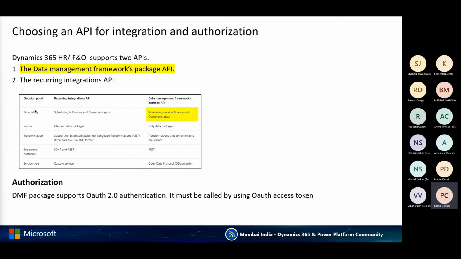And then we have the authorization for the DMF package. It supports OAuth 2.0 authentication. That means we have to register the API, and based on the registration we should get some token. So that's the reason we are going to use OAuth 2.0 authentication.